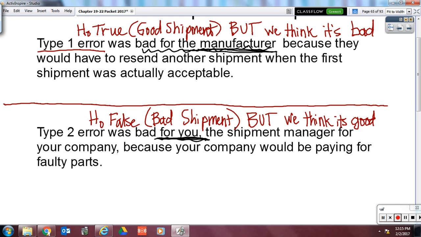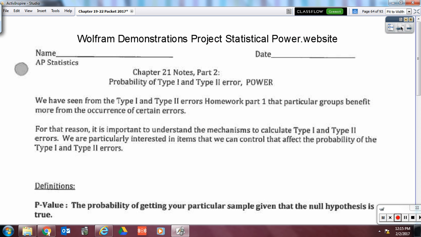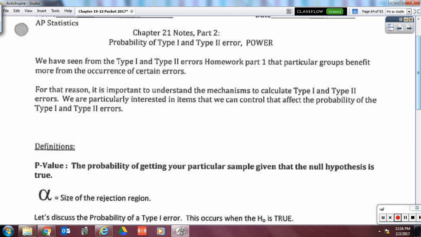How can you handle these types of errors when it might be better for one to happen more than the other, and who's in charge of that? Let's take a look at your notes on page 52. We can see from the type 1 and type 2 errors homework that certain groups benefit from particular errors, or some don't like errors more than others. So it is important to understand the mechanisms, mathematically, of what's happening for type 1 and type 2 errors, because there are some things that we can control to change the probabilities of those errors happening.